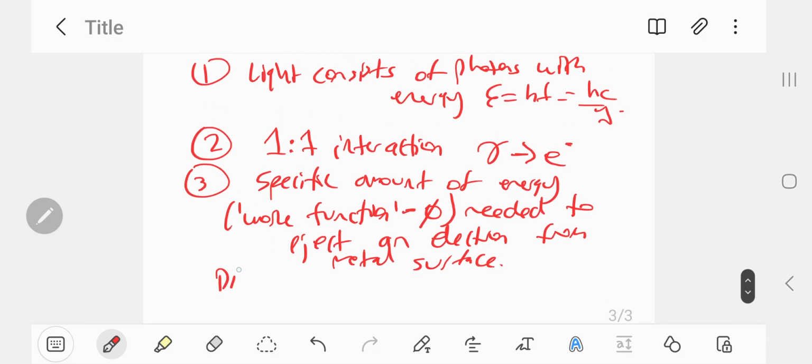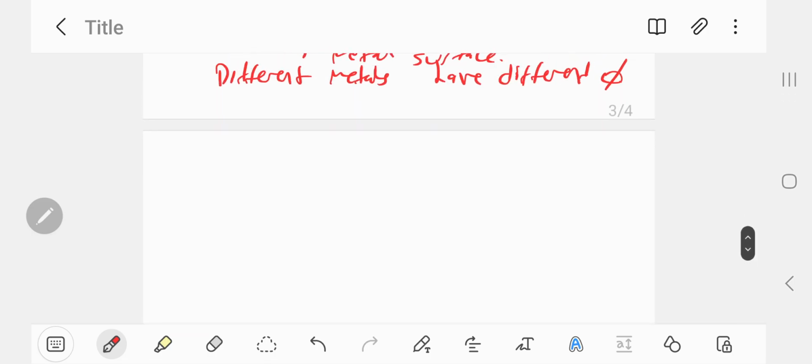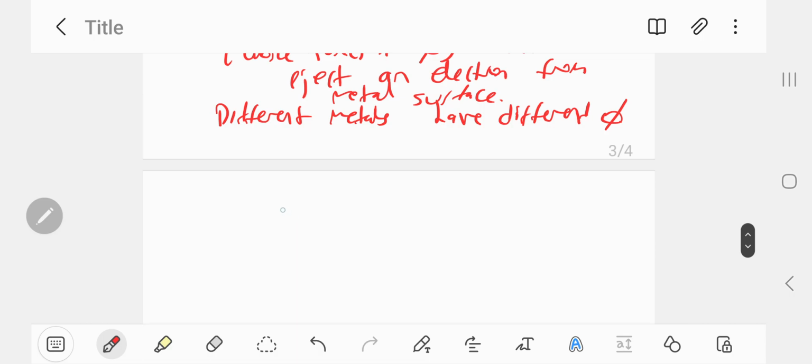And different metals, I should mention, have different phi. They've got a different work function. It's characteristic of the metal due to how relatively tightly bound the electrons are to the nuclei making up the metal lattice. So I should say the lattice making up the metal.